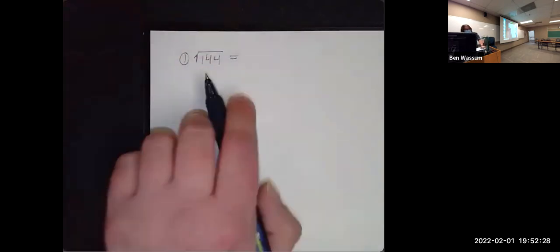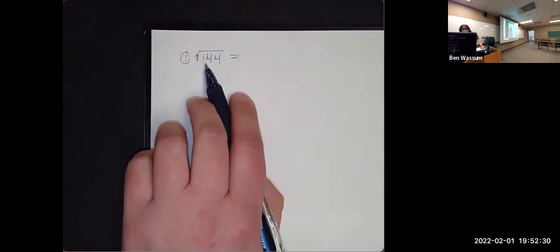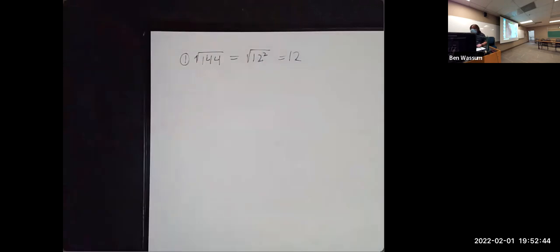Square root of 144. That's kind of ugly. We don't like it. Now, if you know all your perfect squares, if you've done this a lot, you might say, oh, I recognize that 144. That's the perfect square of 12. I know it's the perfect square of 12, so the answer is just going to be 12, because the square root of a perfect square kind of cancels out.